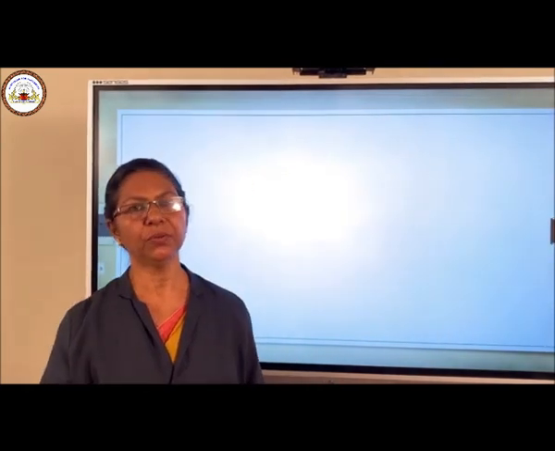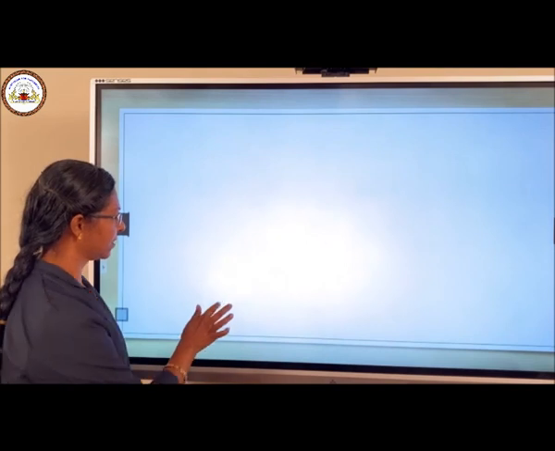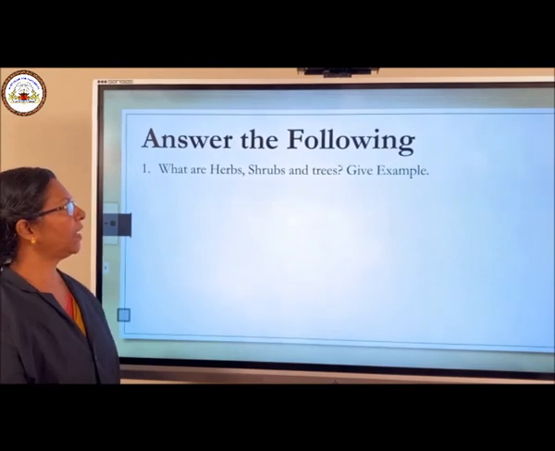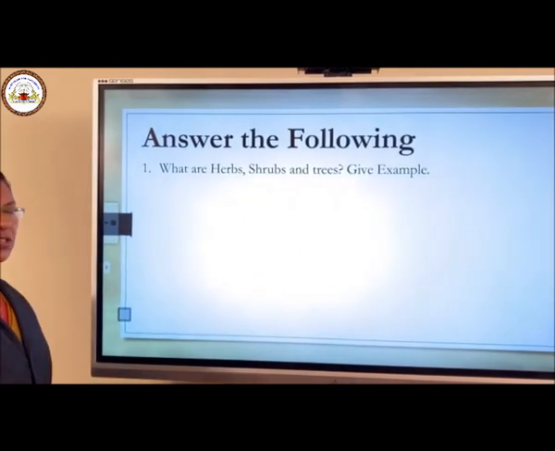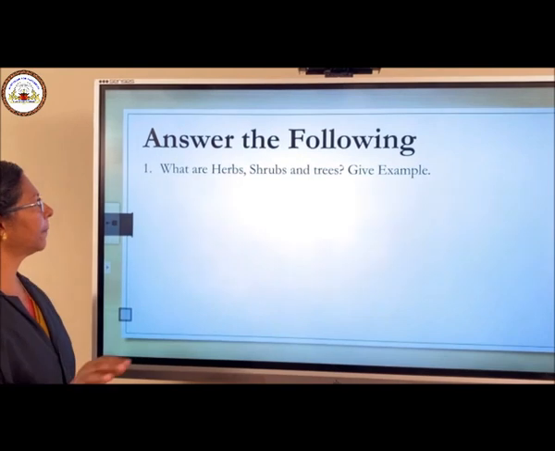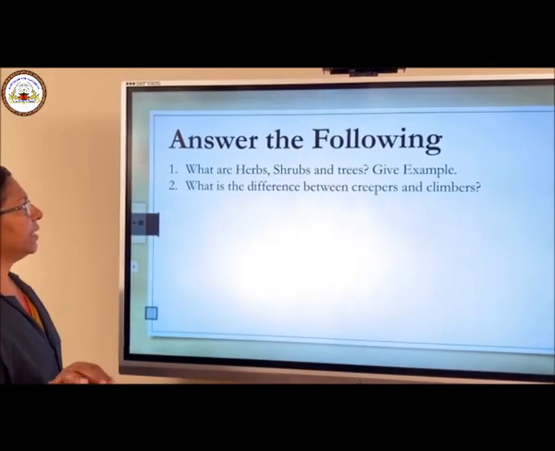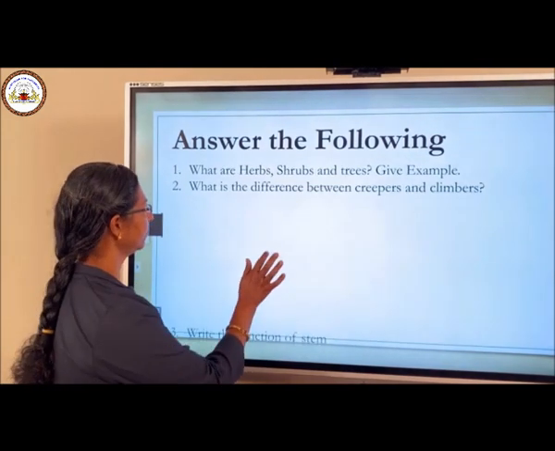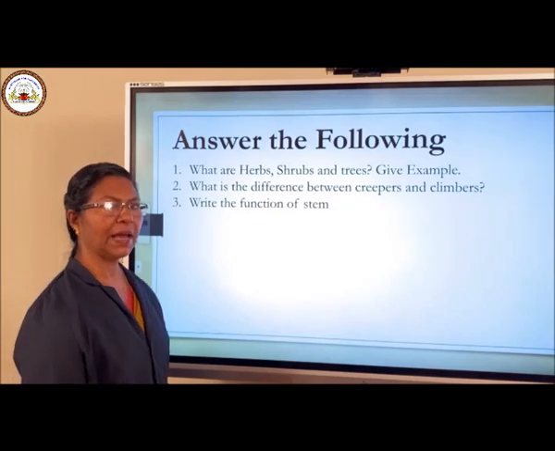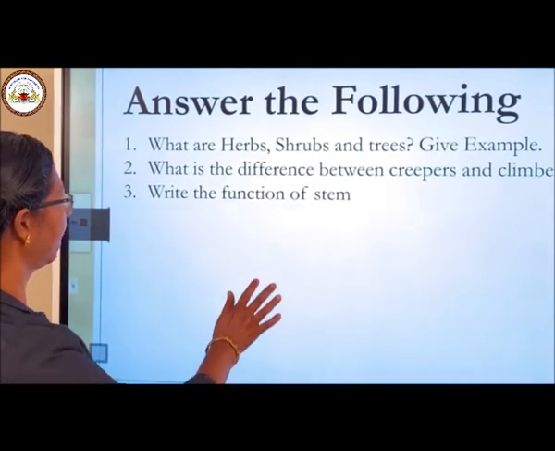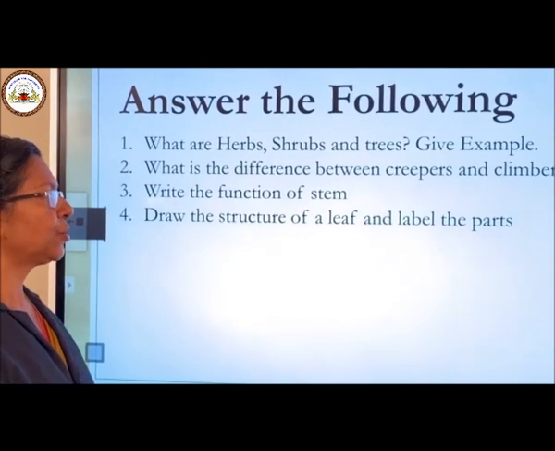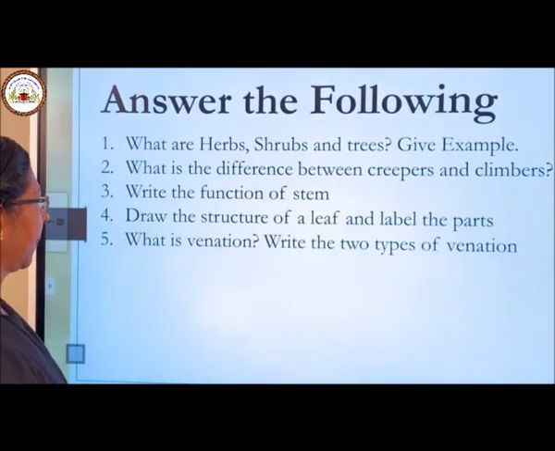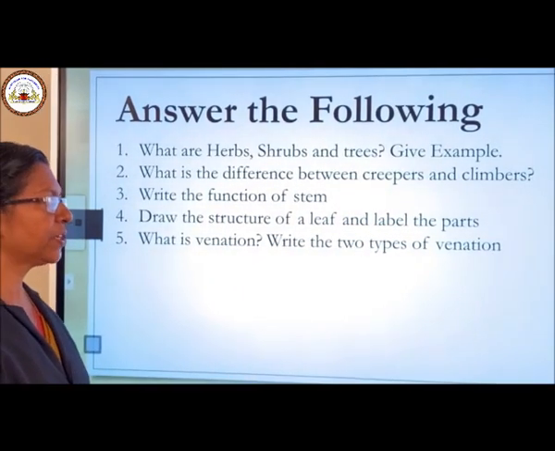Now we have to answer the following questions. First question, what are herbs, shrubs and trees? Give examples. Second question, what is the difference between creepers and climbers? Third question, write the function of stem. Fourth one, draw the structure of a leaf and label the parts. Fifth question, what is venation?